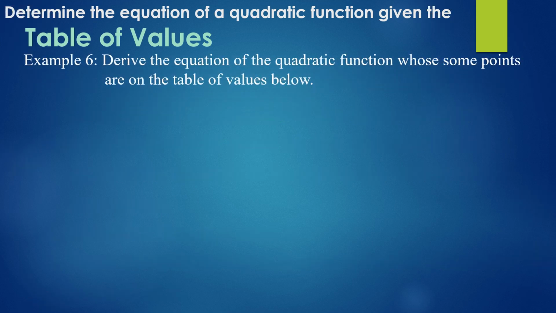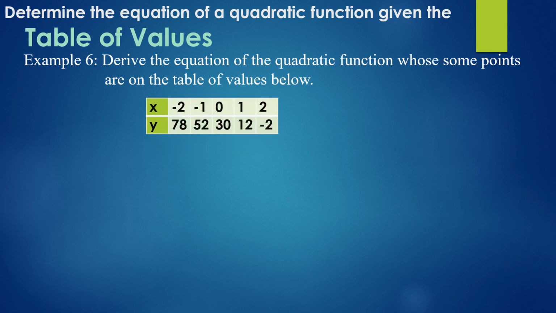Example number 6. Derive the equation of the quadratic function whose points are in the table of values below. I will choose 0, 30, 1, 12, and 2, negative 2 because the other 2 points have bigger values of y, 78 and 52. It's easier to substitute smaller values.